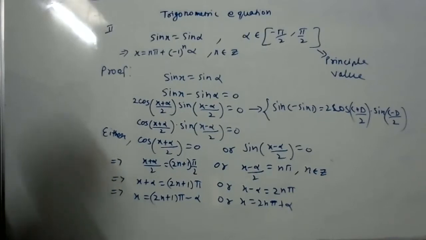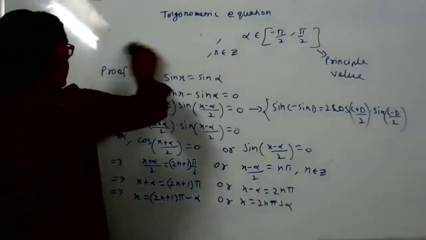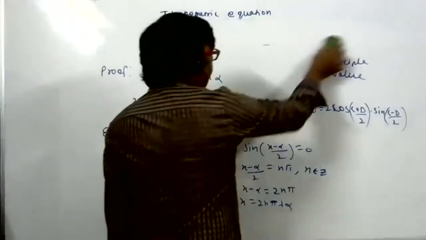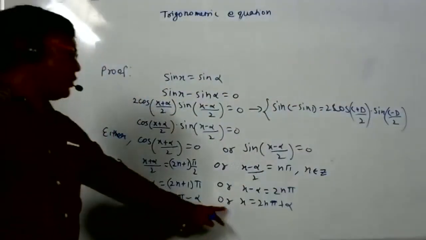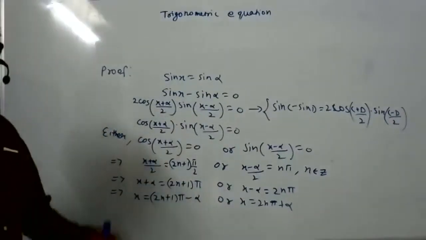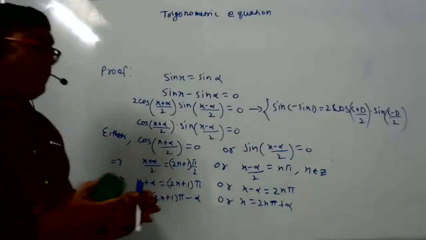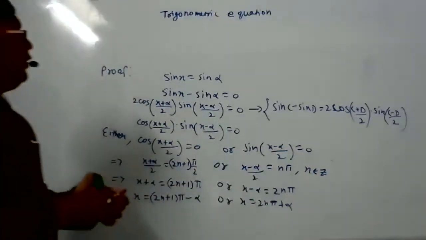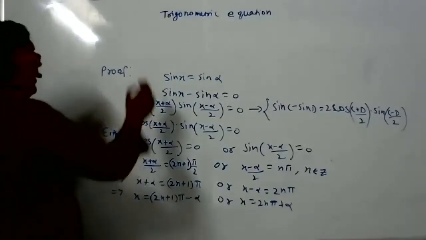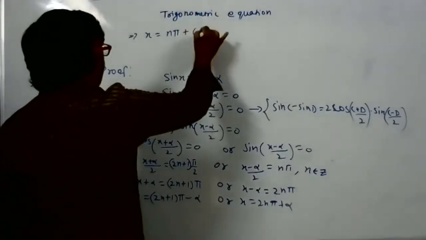People, be a little faster with the copying. Completed, sir? Now students, you know the set chapter. You know the meaning of union: A union B means A or B or both. Or means even if the first answer is correct and even if the second answer is correct, both are valid. So we have to combine both answers and write them together. After this, directly I can write x is equal to n pi plus (minus 1) to the power n alpha.